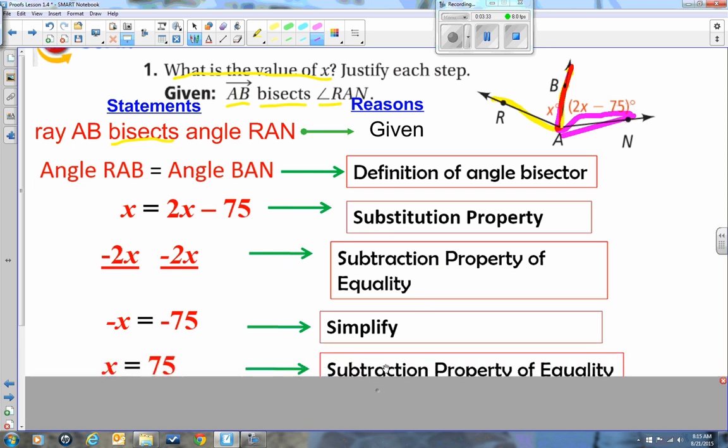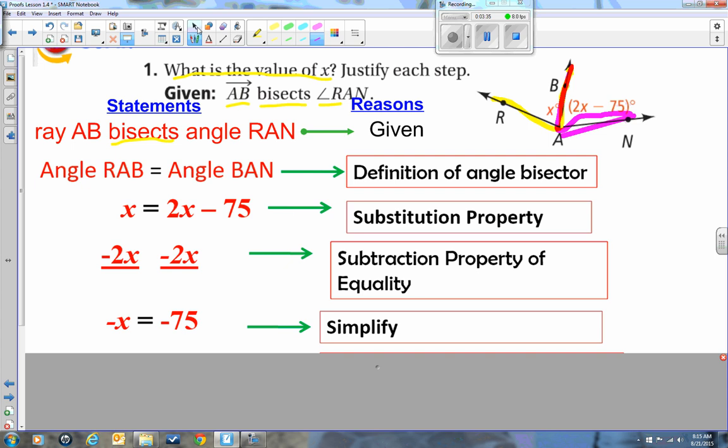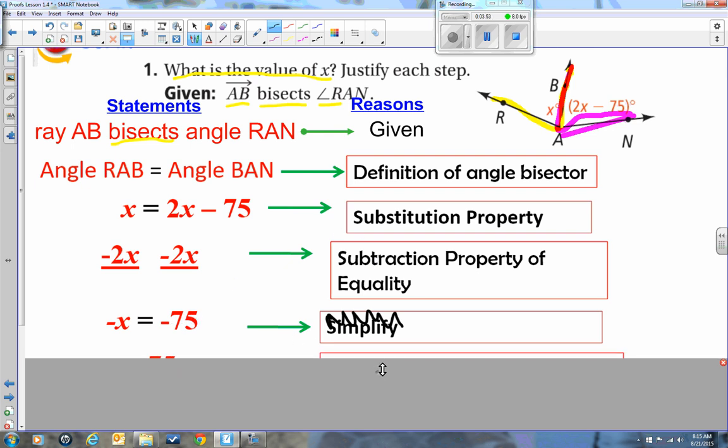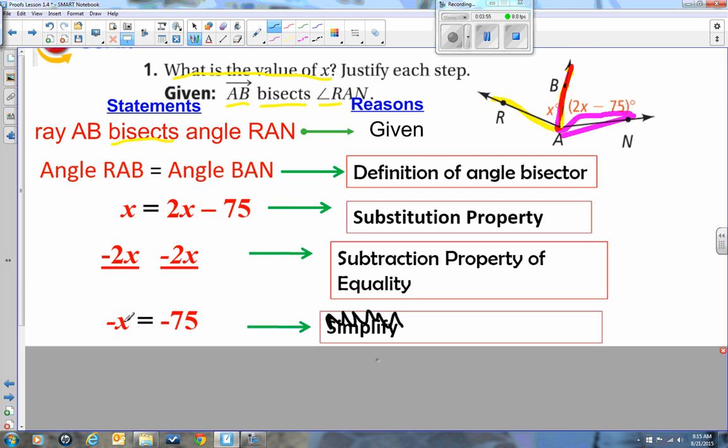Now, I wrote simplify here. That really shouldn't be there. So we need to go ahead and get rid of that. So we'll just go ahead and mark that out. I already wrote down my reason for writing negative x equals negative 75. It's subtraction property. Let's go ahead and take a look at the next step. If these are negative x equals negative 75, I still need to get x. My goal is to get x.